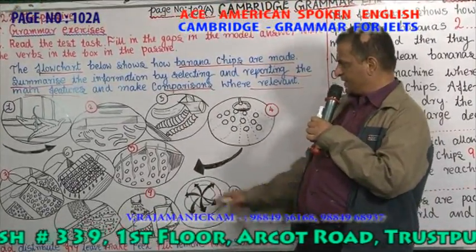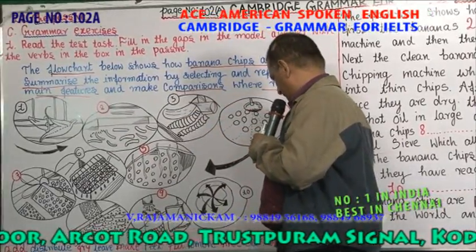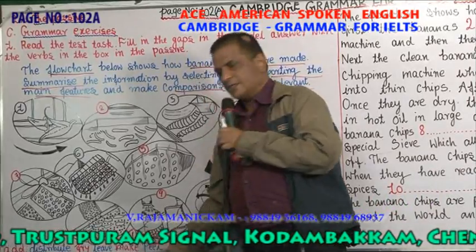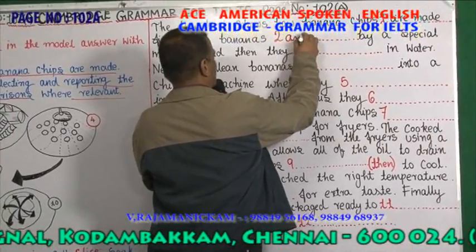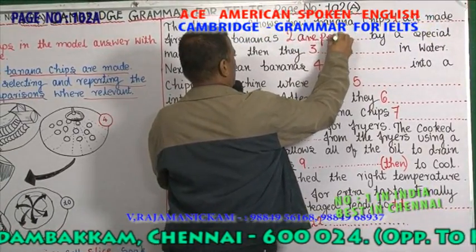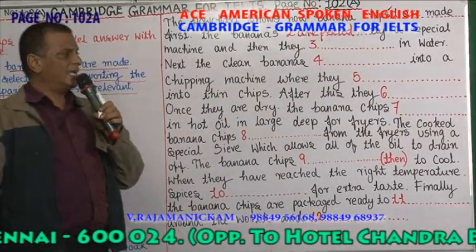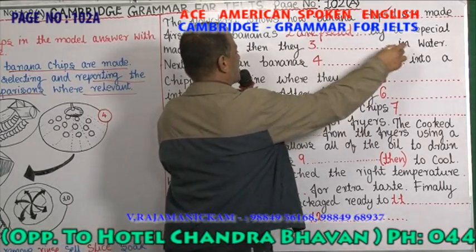Are peeled. First it is peeled, right? So number 2 is peeled. Where is the peel? Yes, number 2. So this is the second answer. So the bananas are peeled. Bananas is plural, so you're using "are peeled" by a special machine, and then they are soaked in water.